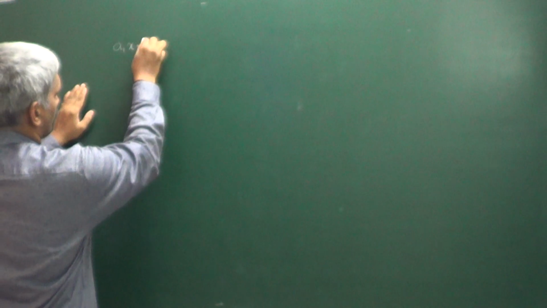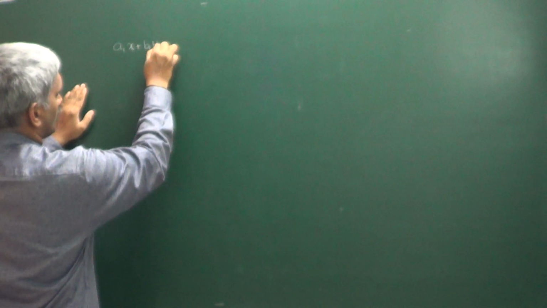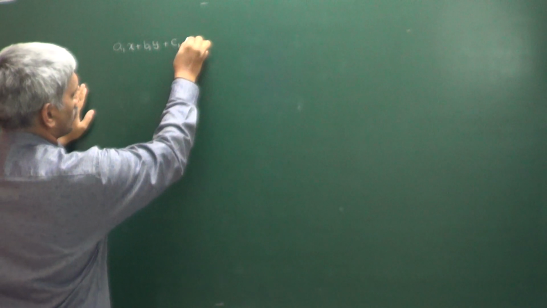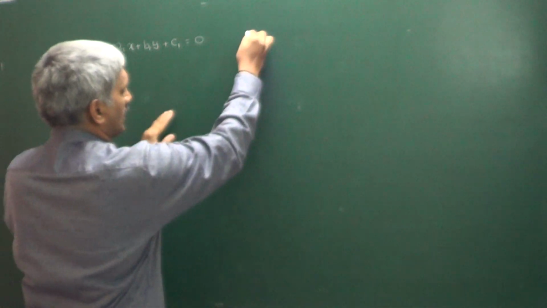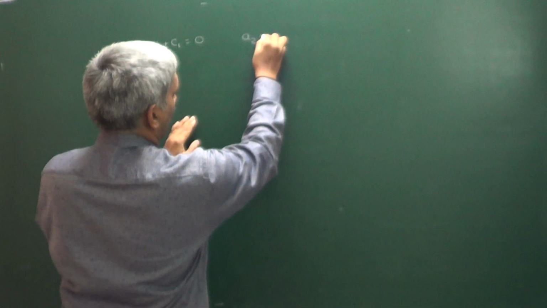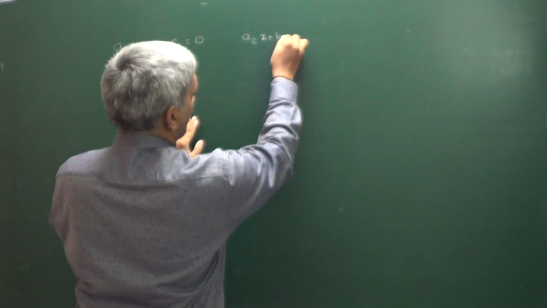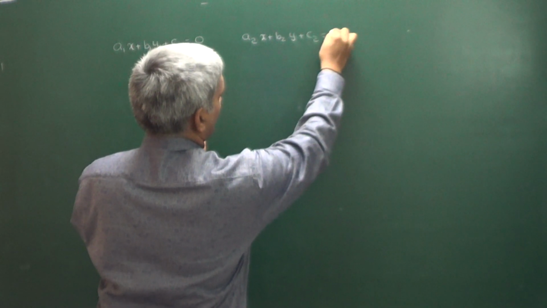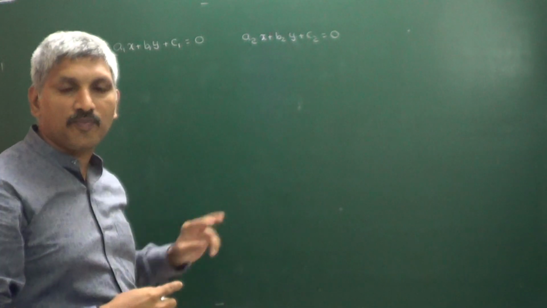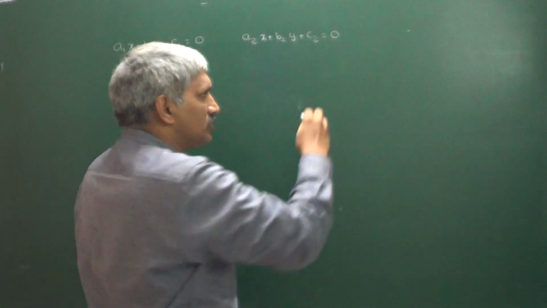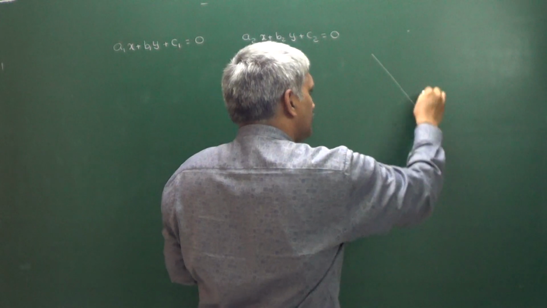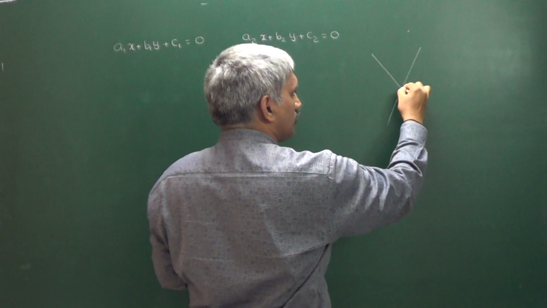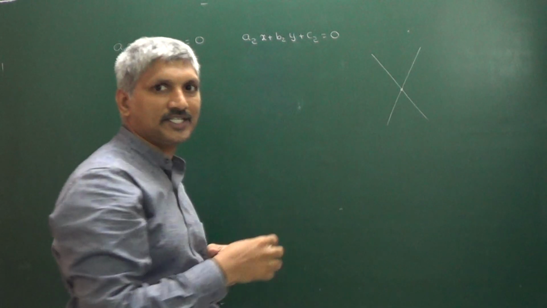So you see here, this is one line, a1x plus b1y plus c1 is equal to 0, and another line equation is a2x plus b2y plus c2 is equal to 0. I want to find out the point of intersection of these two lines. The two lines intersect at a point. We want to find out that intersection point.